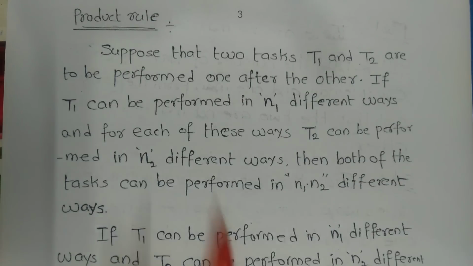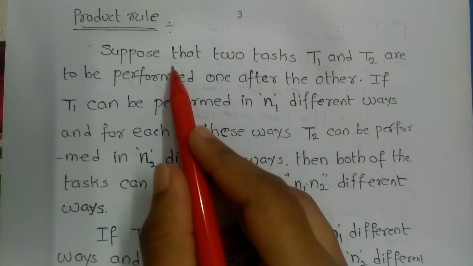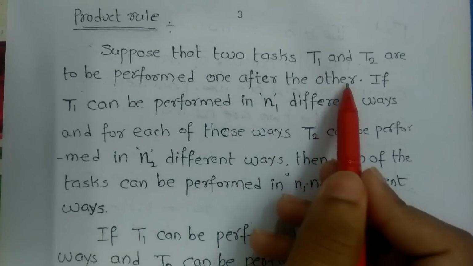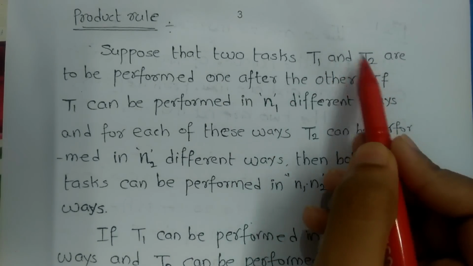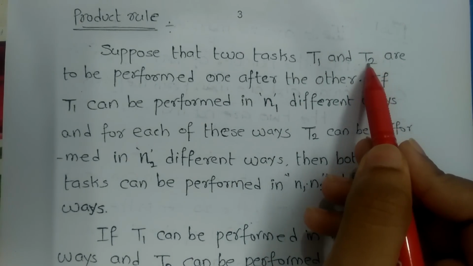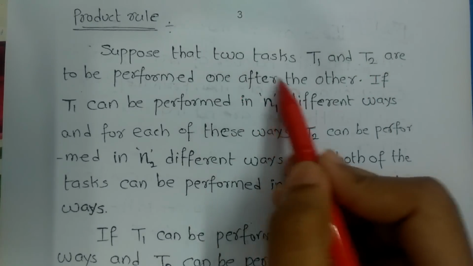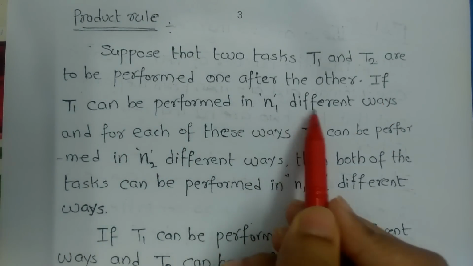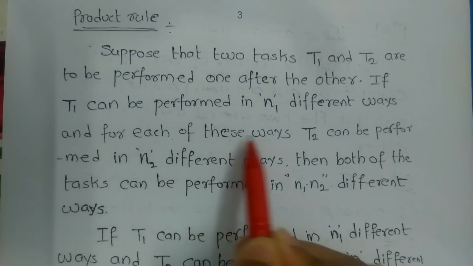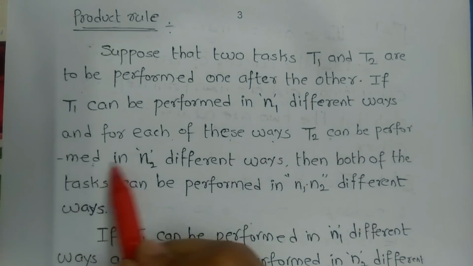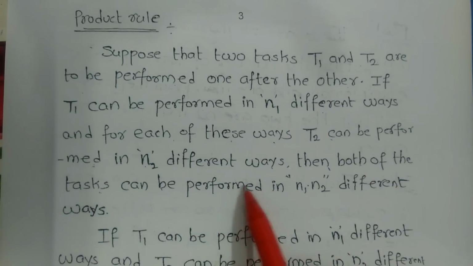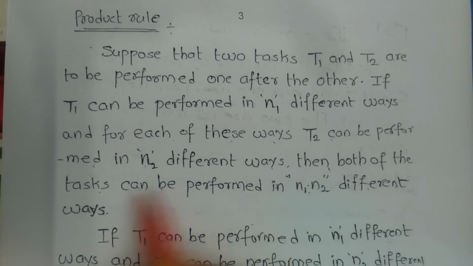Now we shall talk about the product rule. Suppose that two tasks T1 and T2 are to be performed one after the other. It means these two tasks, T1 and T2, are not performed simultaneously; one after the other they are performed. If T1 can be performed in N1 different ways, and for each of these ways T2 can be performed in N2 different ways, then both of the tasks can be performed in N1 into N2 different ways.